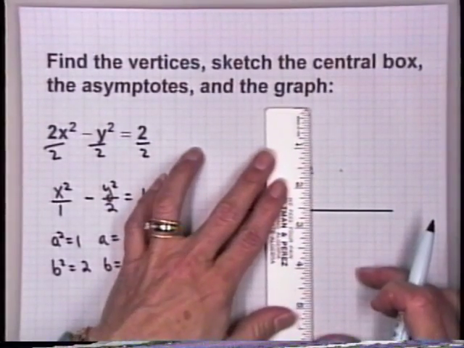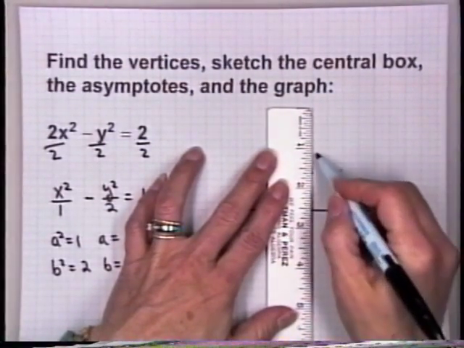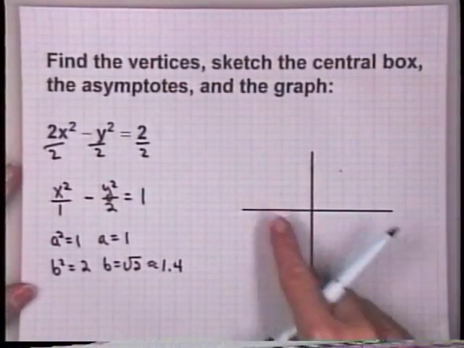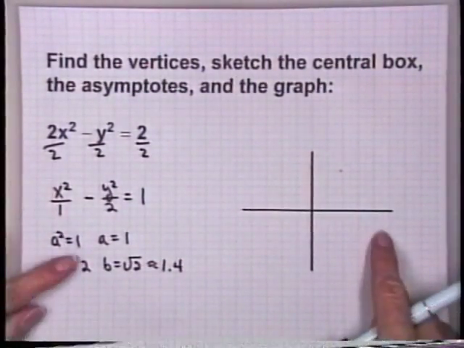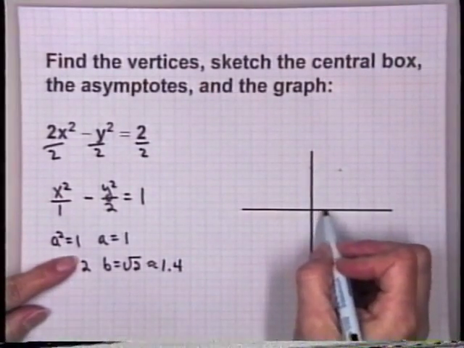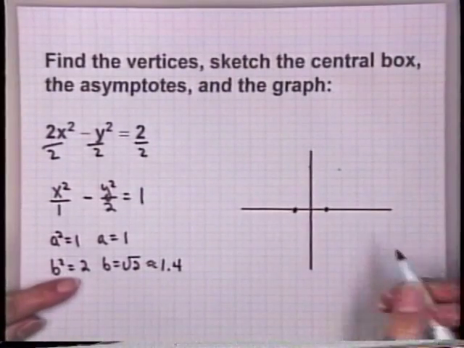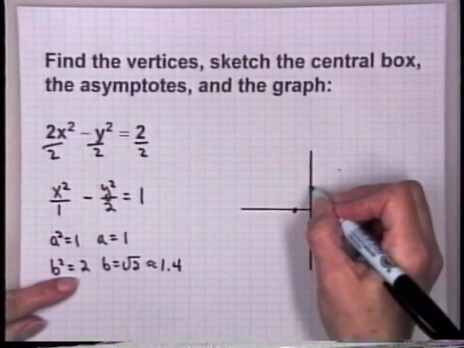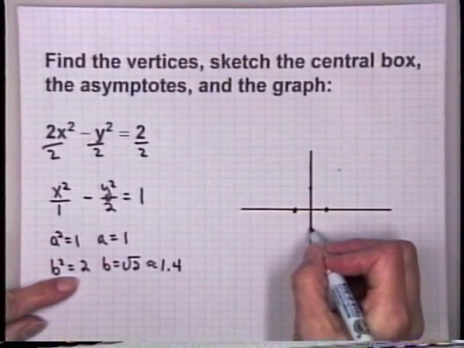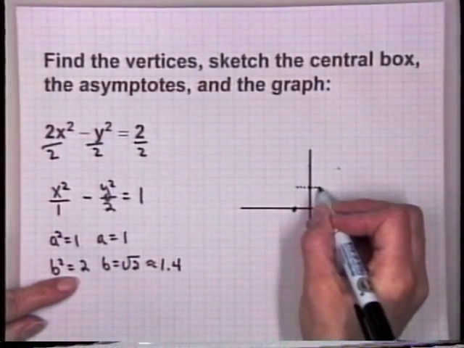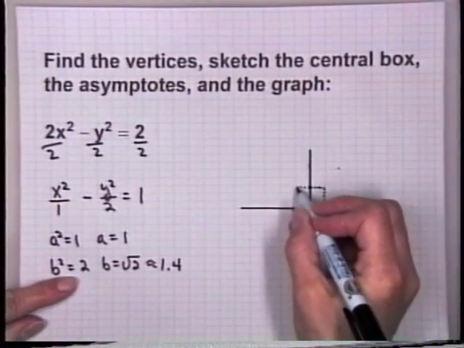Since our positive term is the x squared over a squared term this time, I know that my hyperbola will open sideways, horizontally, like the x-axis. So from 0, I'll go over 1. I'm going to change my scale here a little bit and use 2 boxes for 1. And then b is going to be about 1.4, so I'll go about 1.4 up and down, and we will use that, remember, to sketch in our central box.